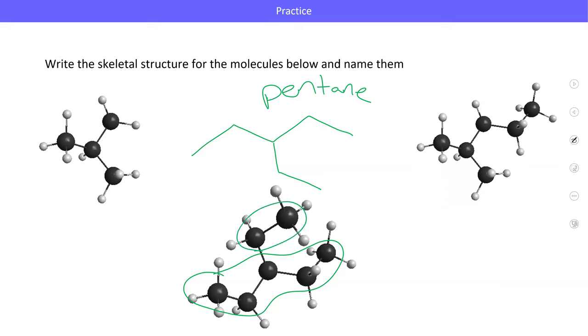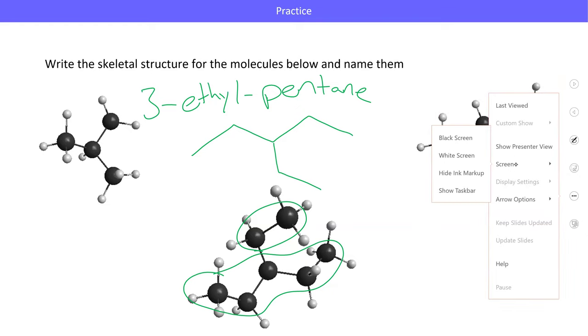And this is the first time we've seen a branch that's bigger than 1. If it's a branch that's bigger than 1, we don't use methyl as the prefix. We use the ethyl because ethyl indicates 2. So ethylpentane, and if necessary, we say where the ethyl group is. So we can say 3-ethylpentane. It wouldn't be necessary in this though, right? Correct. Because what would 2-ethylpentane look like?